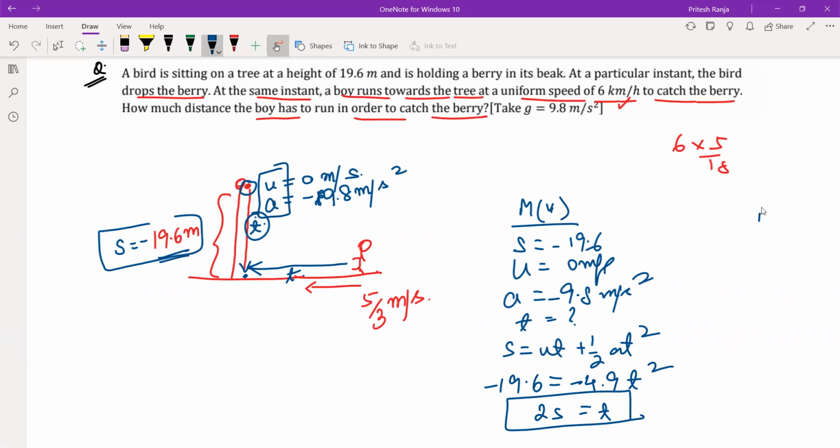So now if we observe motion along x, because the boy's motion is along the x-axis, so it is moving at a constant velocity. So acceleration है ही नहीं यहाँ पर. So we can apply distance is equal to speed into time. So distance क्या travel करेगा? 5/3 into time. Time will be 2 seconds.